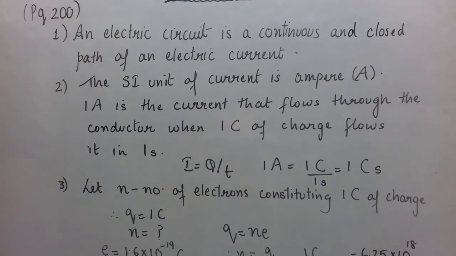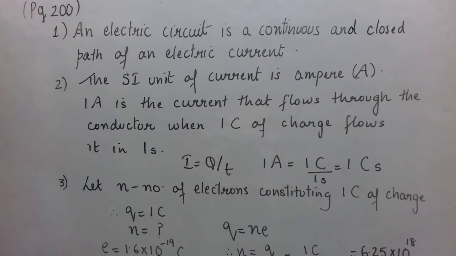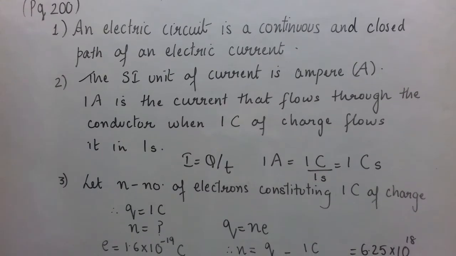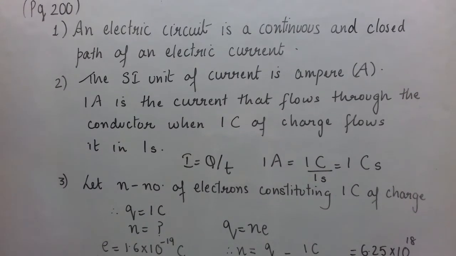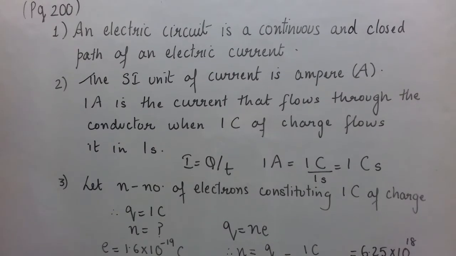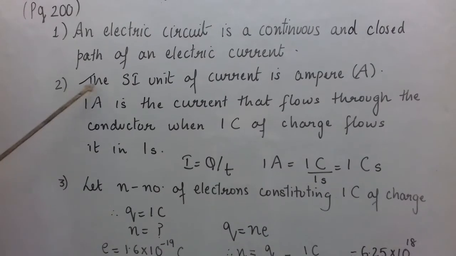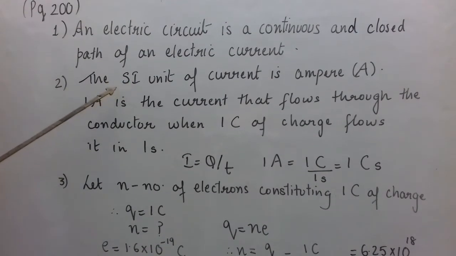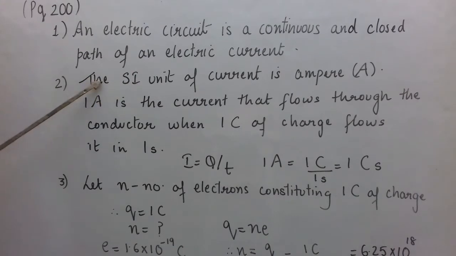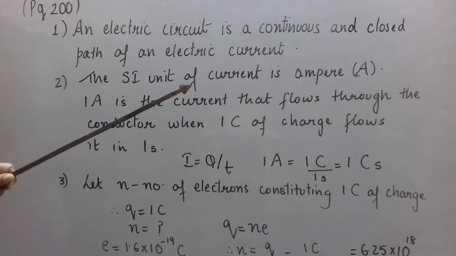Second question is, define the unit of current. And we know that in this chapter we are dealing with SI units only, and otherwise also whenever the question says give the unit, it's always SI unit. So define the SI unit of current. The SI unit of current, let us first name the unit, then we will define it. The SI unit of current is ampere.